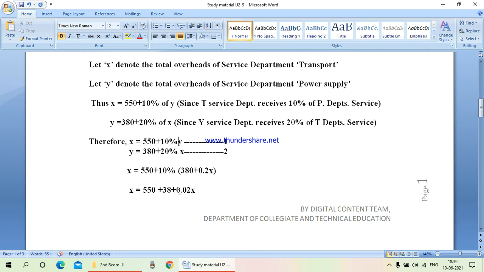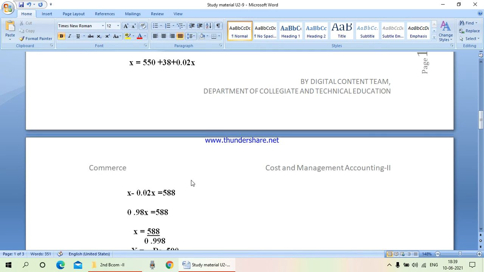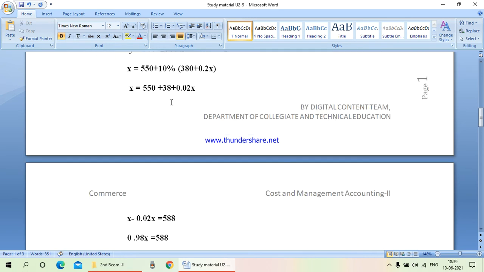38 plus 0.02X, the answer here. Now X is equal to... we have to bring this 0.02X and X, they are similar category, so they should be brought here. So X minus, so this plus becomes minus 0.02X is equal to 588.